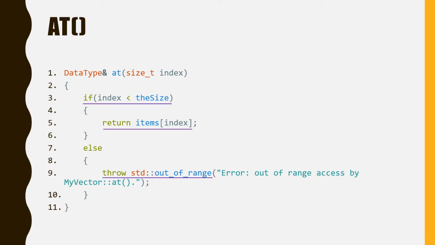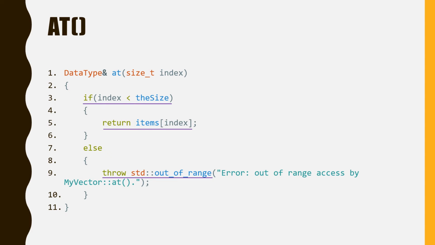The implementation depends on whether you want to perform out-of-range error checking. That is, whether the index we give as input is out of the range of the array. If you do not care about error checking, you can simply return the value of the data element using the square bracket operator in line 5.